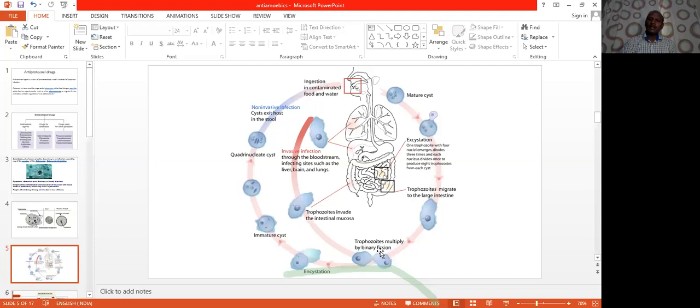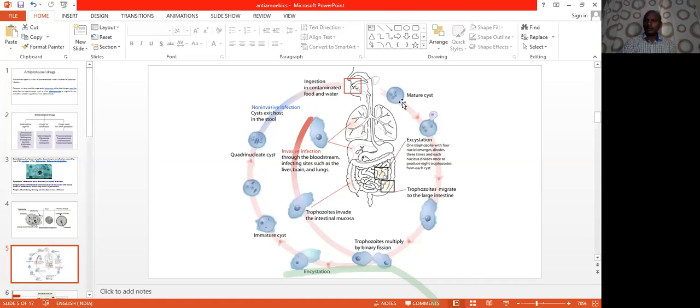So trophozoites will be released through fecal matter or stools, and some of the trophozoites will be further converted into cyst forms, and here the trophozoites can become invasive. They can go to the lungs, and then to the liver, and from there they can go to the brain also. They can cause amoebiasis in the brain, in the lungs, and in the liver. So the trophozoites can invade.